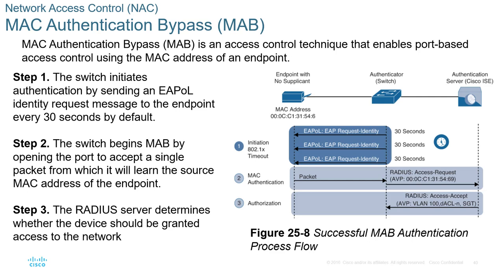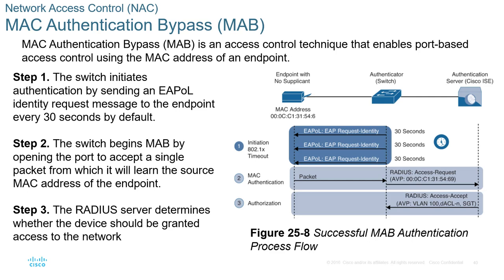We have our MAC Authentication Bypass, MAB. Essentially, this is an access control technique that enables port-based access using MAC addresses. How does it work? First of all, the initiation of the 802.1X timeout. The authenticator will send our EAP requests or our request identities. They will be timed out.